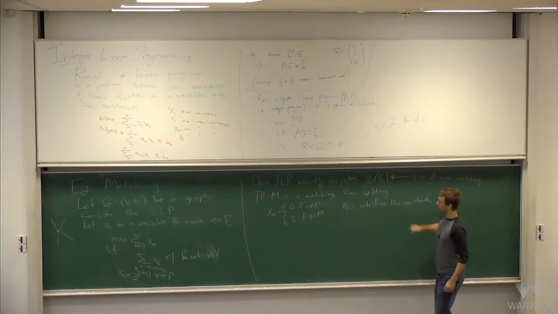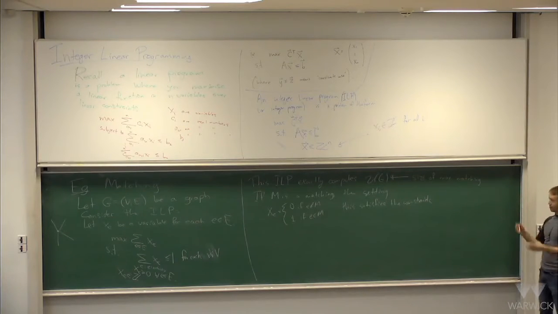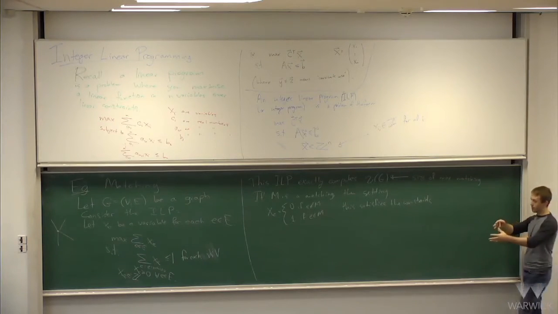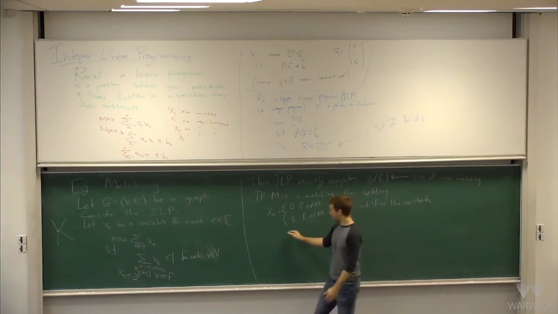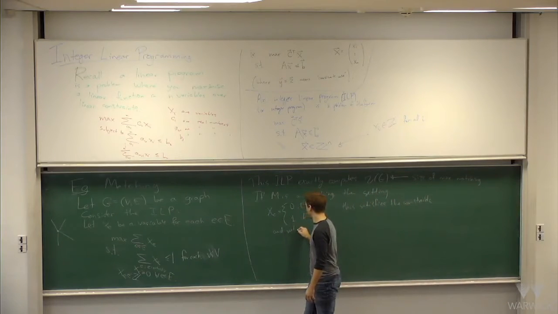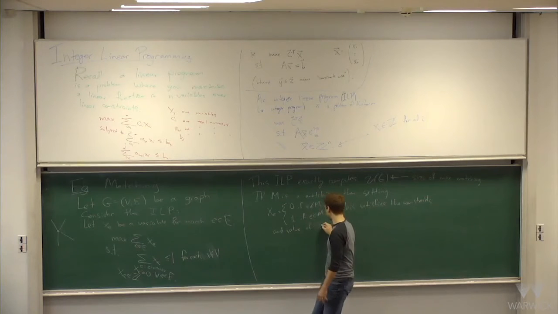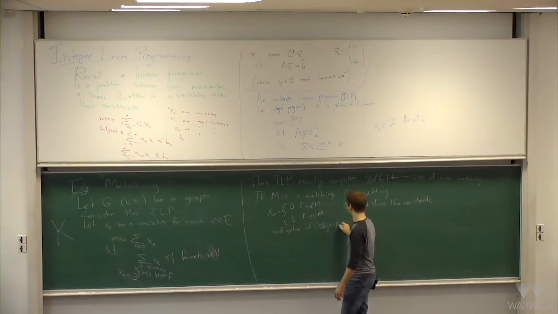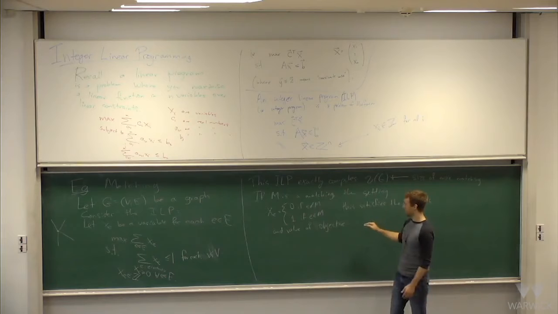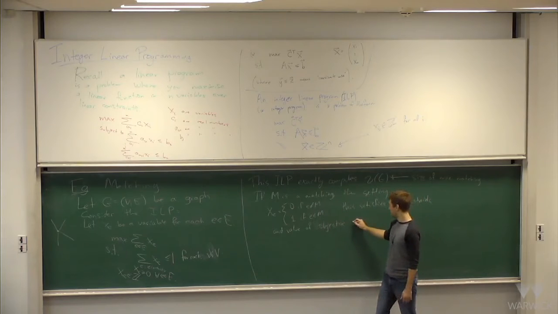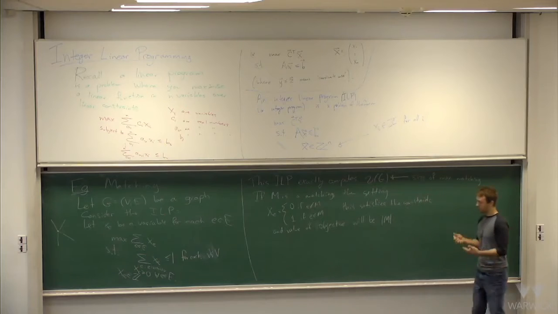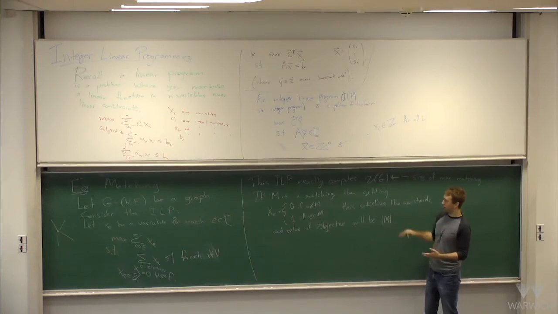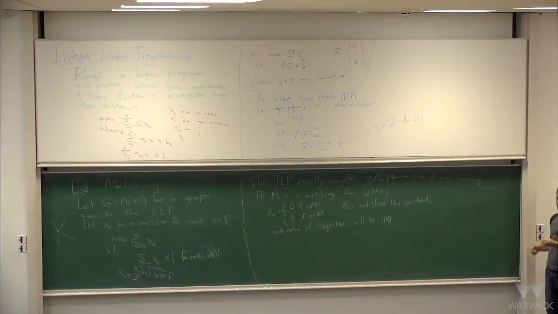Okay, so if M is a matching, then we can set the variables so that it satisfies the constraints, and the value of the objective function for this choice of the variables will be just the size of M. So in particular, if we take M to be the biggest matching, then you'll assign the variables so that the value of the objective function will be nu.